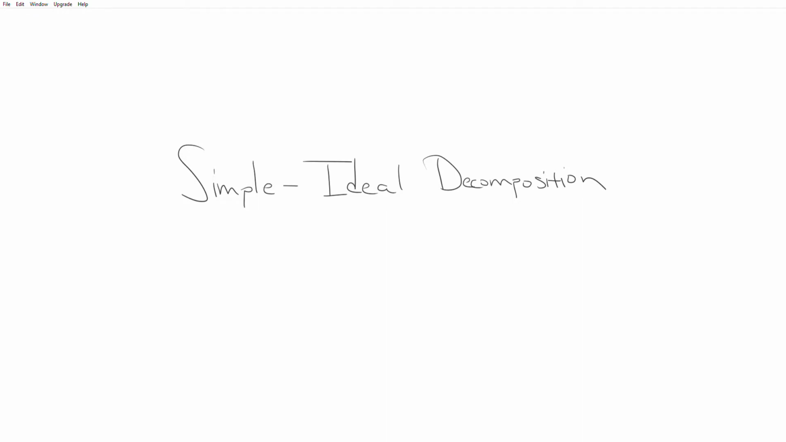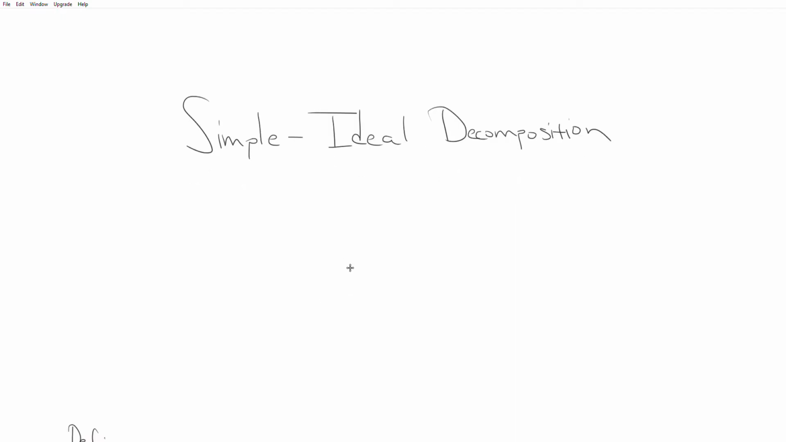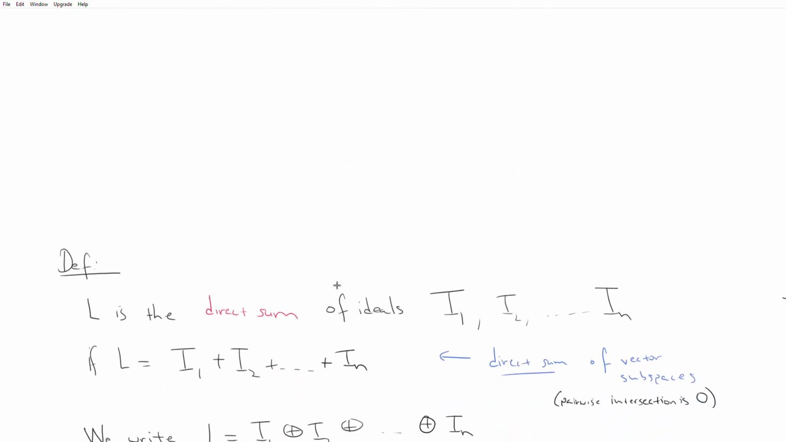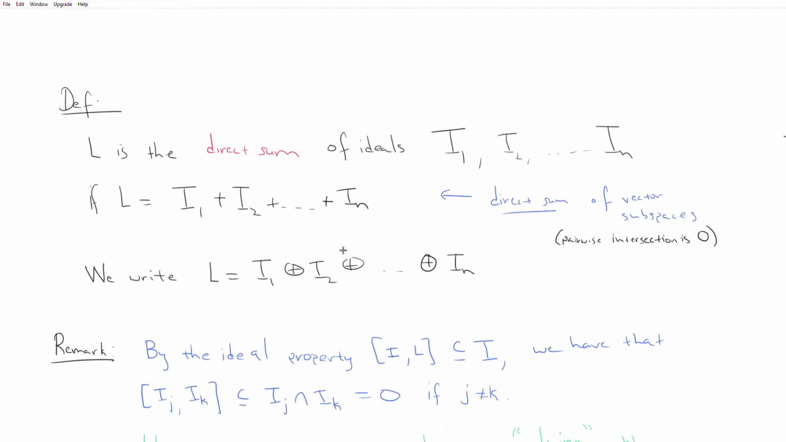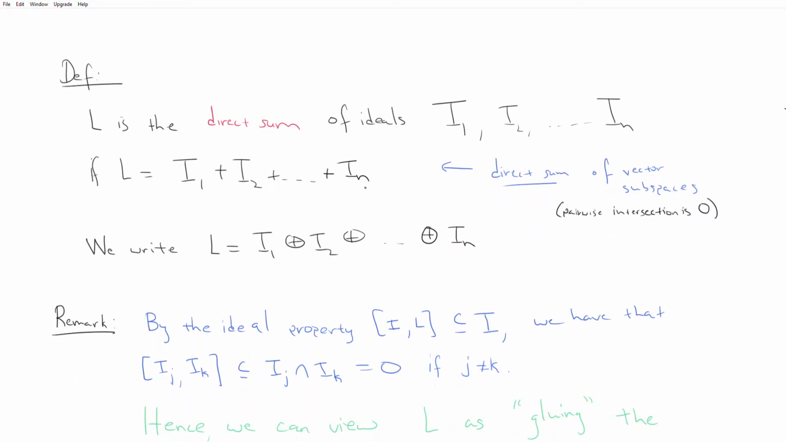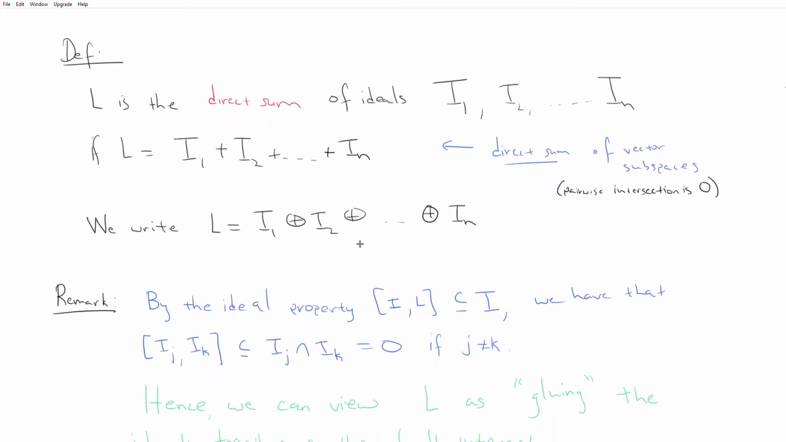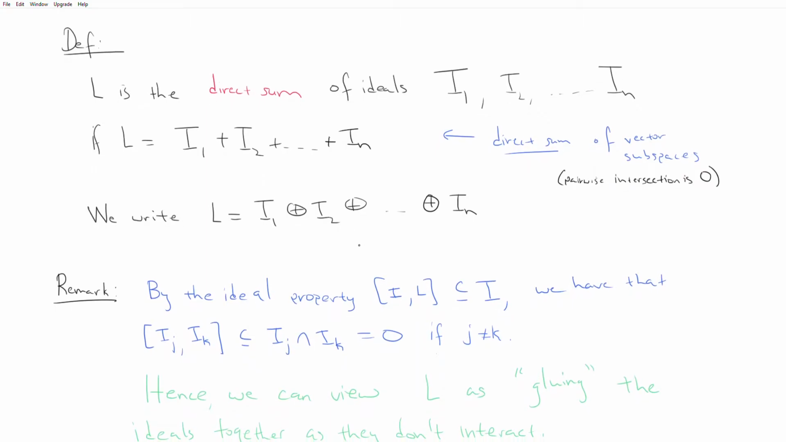In this video, we're going to look at the simple ideal decomposition of semi-simple Lie algebras. To begin, we're going to introduce the definition of a direct sum of ideals. We say a Lie algebra L is the direct sum of ideals I1 through In if L can be written as the vector space direct sum I1 plus I2 plus ... plus In. So in particular, here we have the pairwise intersection is just the zero subspace. Of course, traditionally, we use the ⊕ symbol to denote this direct sum.